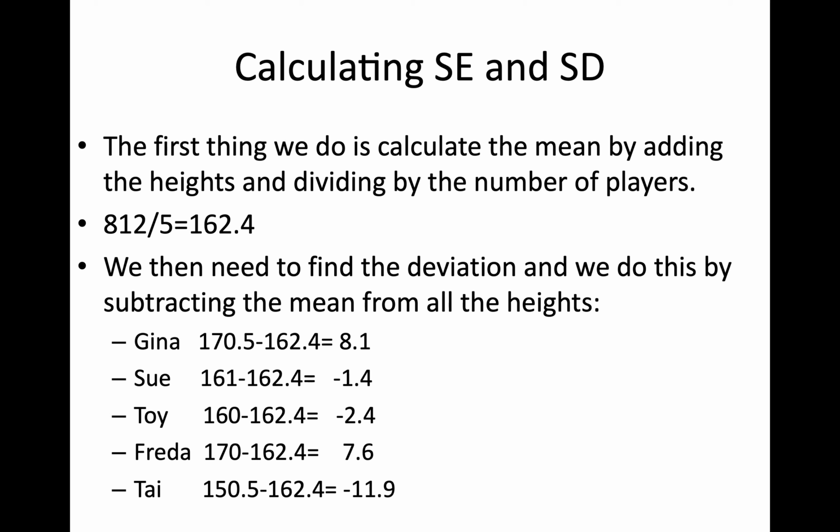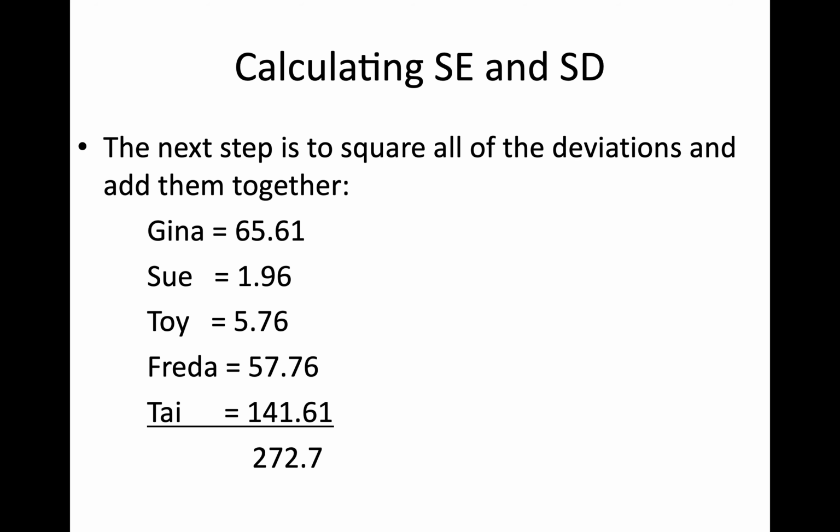We then need to find the deviation, and we do this by subtracting the mean from all the heights. So we subtract 162.4 from 170.5 and get 8.1, and on down the list. The next step is to square all the deviations and add them together. And when you multiply something times itself, it takes out the negative numbers. A negative number times a negative number is always a positive number. So we're multiplying negative numbers times each other, and then we're getting a positive number. And it turns out to be 272.7.